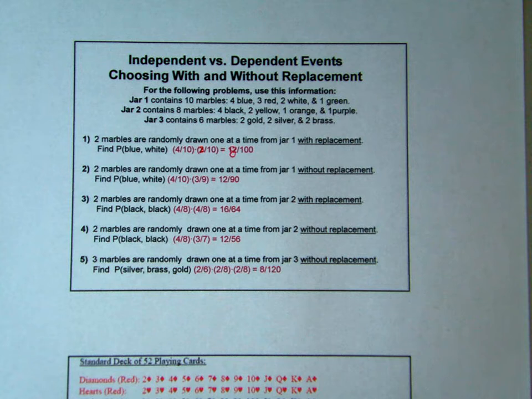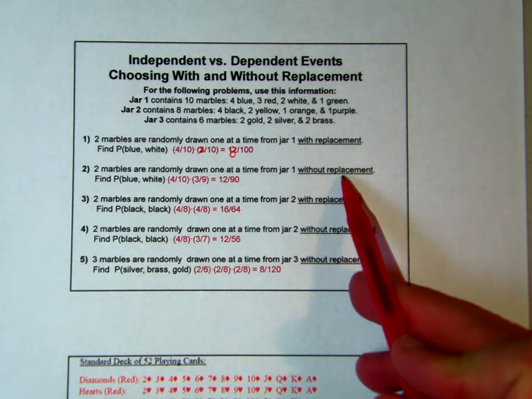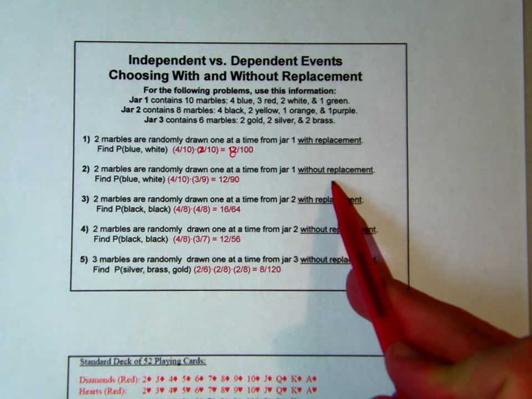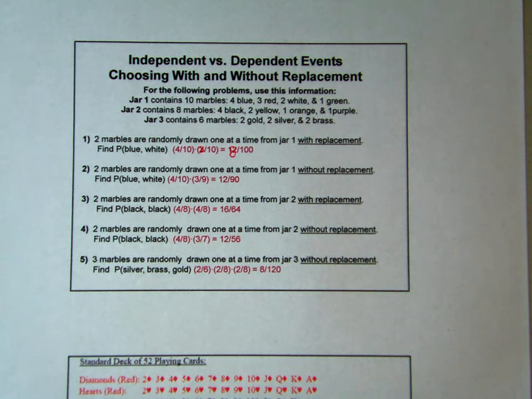Okay, number 2. 2 marbles are randomly drawn one at a time from jar 1 without replacement. Find the probability of blue, white. So same jar, same color combination we're interested in, except we're doing this without replacement. So that means after we pick the first marble, it doesn't go back in before we choose the second one. So the first pick affects the second pick, or these events are dependent.